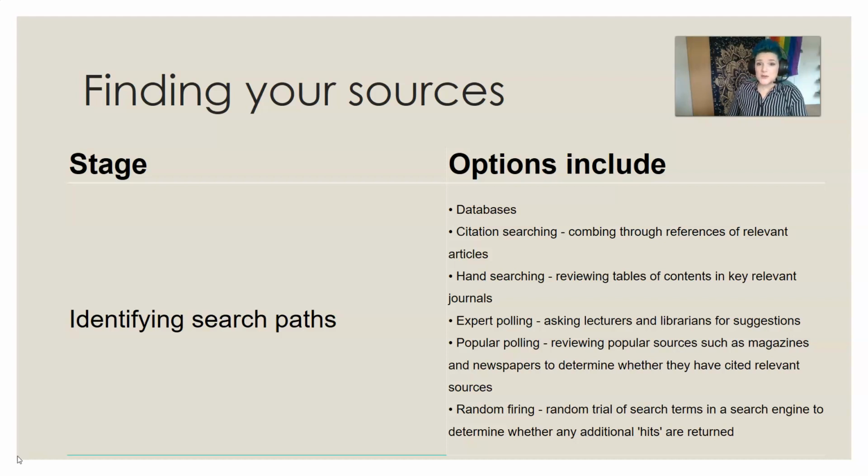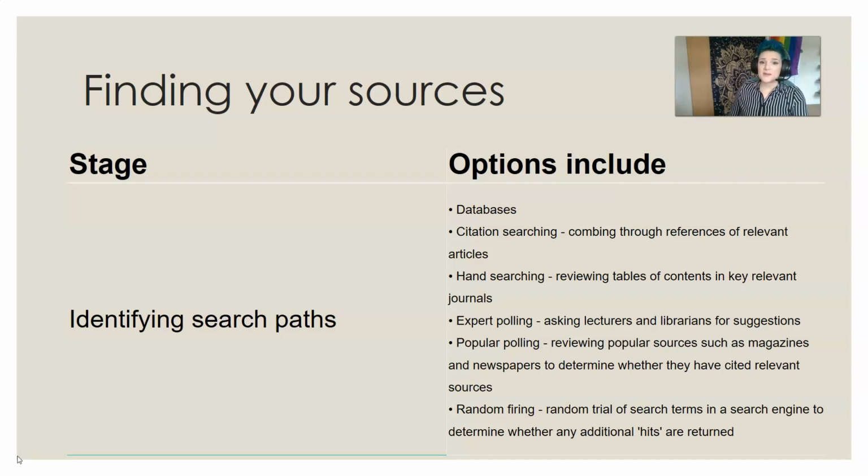And there are many ways that you can do this. You can search databases. You can search citations of papers that you have found helpful so far and comb through their references to find relevant articles that they considered helpful that you might also consider to be helpful. You can hand search, reviewing tables of content in key relevant journals. So, for example, if you're looking into systematic racism, you might want to look at journals considering racial bias in the criminal justice system, or you might want to look at social psychology journals and intergroup behaviour.